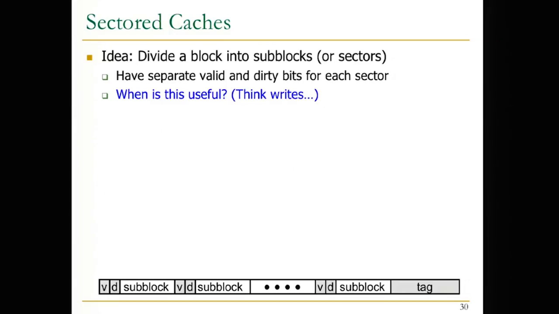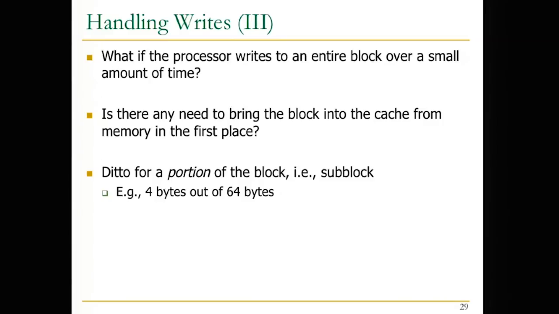Sectored caches were developed for this purpose. Basically, assuming that you have 64 bytes, and you're going to write to it all, you don't even need to bring that block into the cache at all, right? Does that make sense? Let's say you're writing 4 bytes at a time. You write to this 4-byte chunk. That's done. You don't care about the old value. You write to the next 4-byte chunk. You don't care about the old value over there.